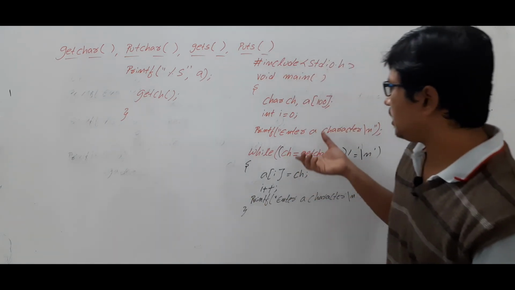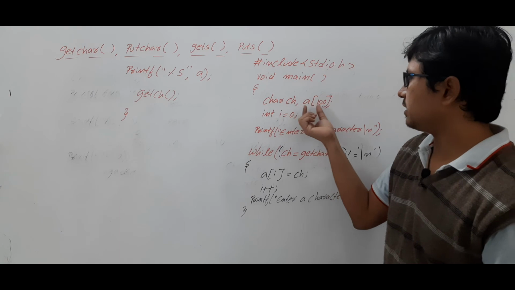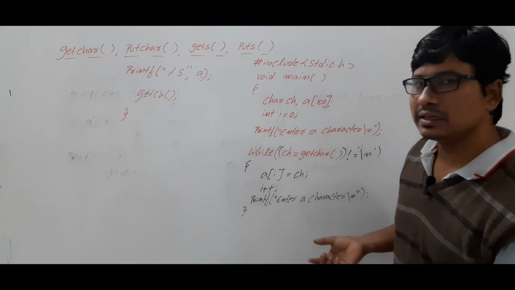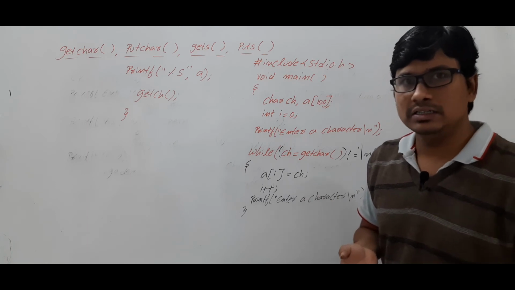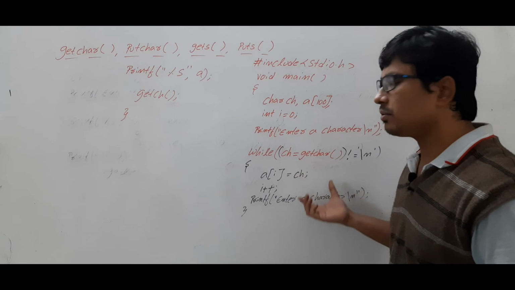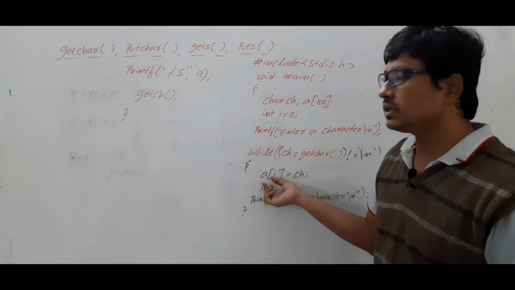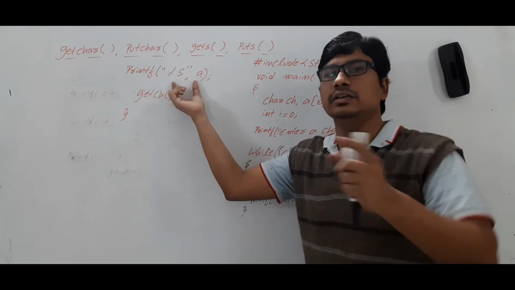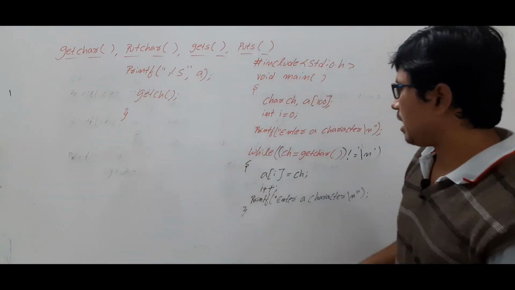So here I have taken a character array called a whose size is 100. Now when I am reading the string, I am reading it as a collection of characters. Each character by character I am reading and storing it in the array a. Then I am displaying that string as a string directly. Now look at what will happen.